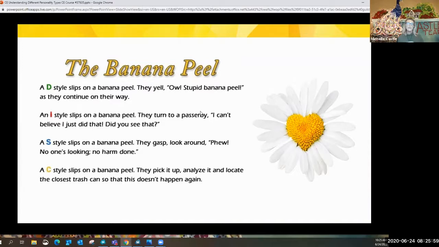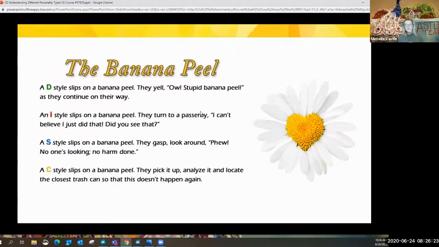So this is the banana peel example. A D style slips on a banana peel and they yell, "Ow, stupid banana peel," as they continue on their own way. An I personality slips on a banana peel and they turn to the passerby and they're looking for a conversation. They're going to make a social event out of it. "I can't believe I just did that. Did you see that?" They're making a party out of slipping on a banana peel.